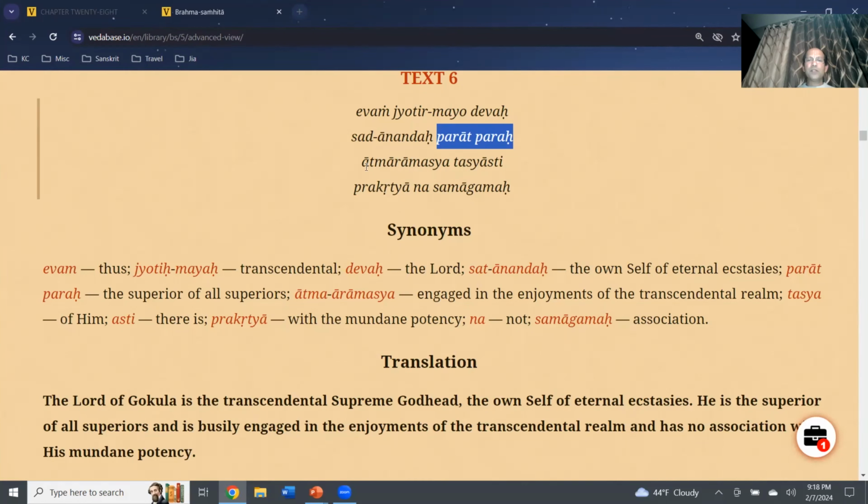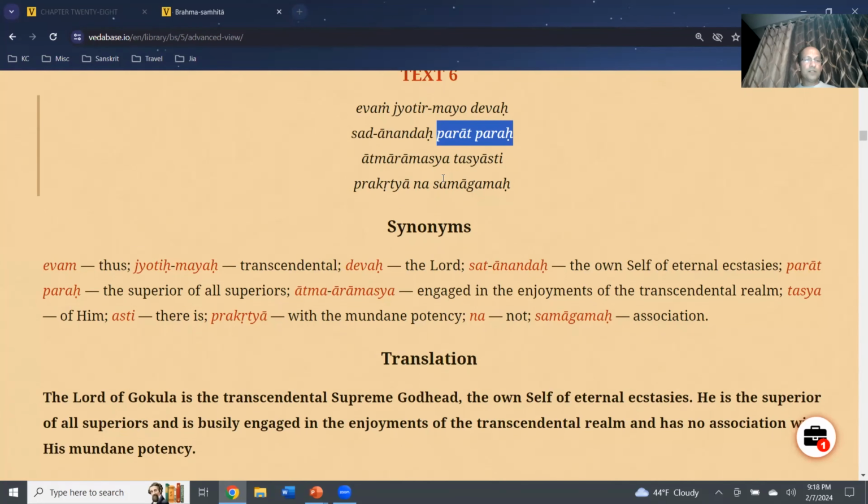And ātmārāmasya, he is eternally engaged in enjoyment in that transcendental realm. His enjoyment is not dependent on any external factors. He is self-sufficient for his enjoyment, and if he wants, he creates anything for his own enjoyment. But tasyāsti prakṛtyā na samāgamaḥ: he does not have any association, samāgamaḥ, with prakriti, his material nature or maya. So that's what is mentioned here.